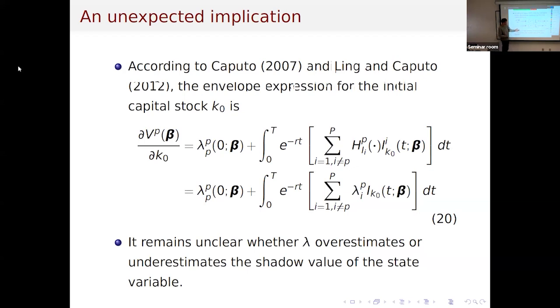Well, you can see that at this level of generality, we don't know whether this term is positive or negative, right? Well, in our 2012 paper, we actually compared these two terms in a linear quadratic model by some numerical simulation. We showed that the lambda actually underestimates the shadow value. But that is just an example. Okay. What is the intuition behind it? Well, why is it like that? I don't know. There is no clue. We just don't know why that is.